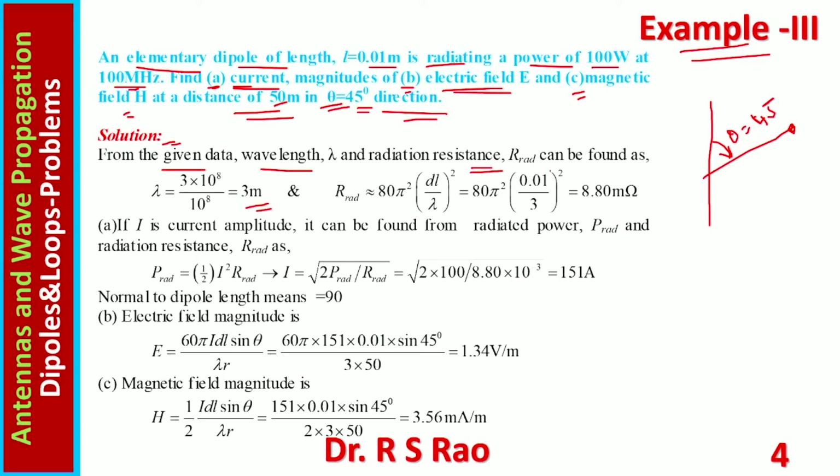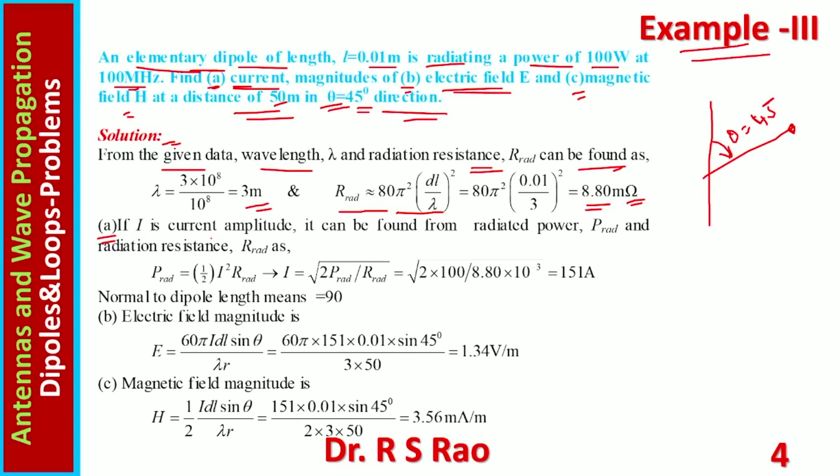Radiation resistance also can be determined. It is given that it is elementary dipole. Therefore, we can use the formula R radiation is 80 pi square dl by lambda whole square without any hesitation. Substituting the available values for length and wavelength, one can obtain radiation resistance as 8.80 milliohms. Now a part of the problem.